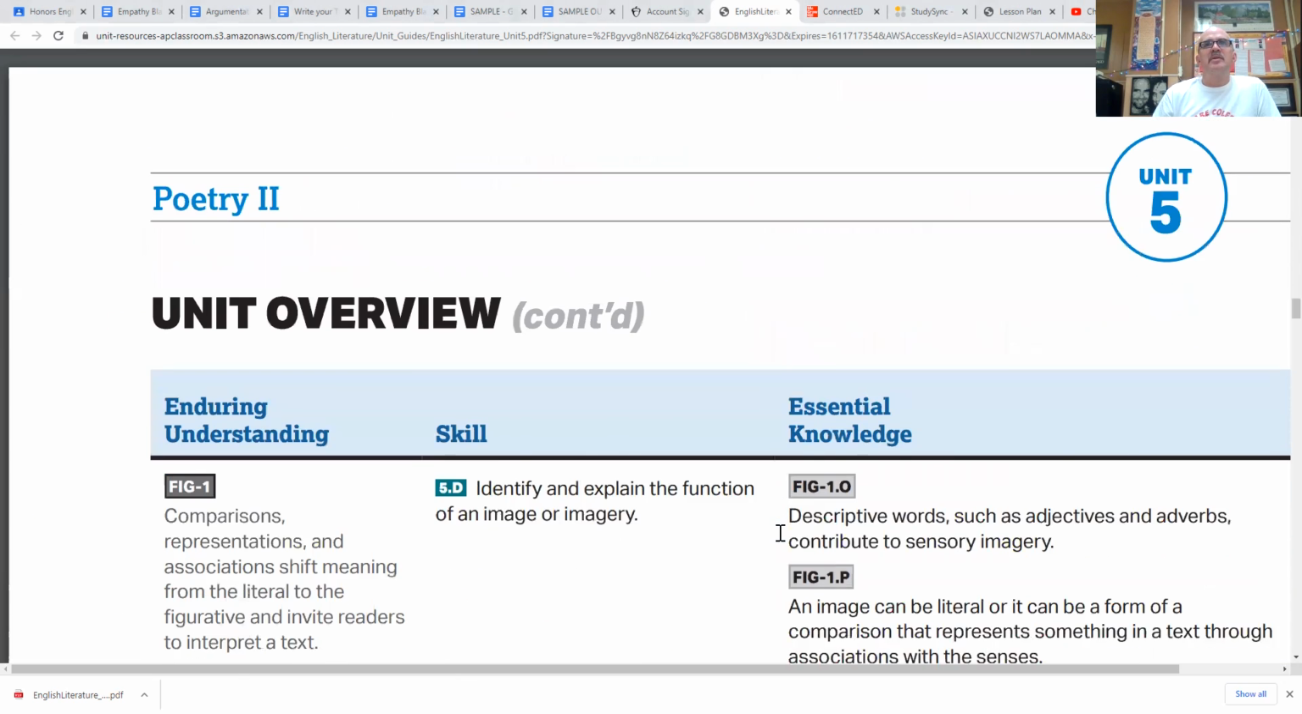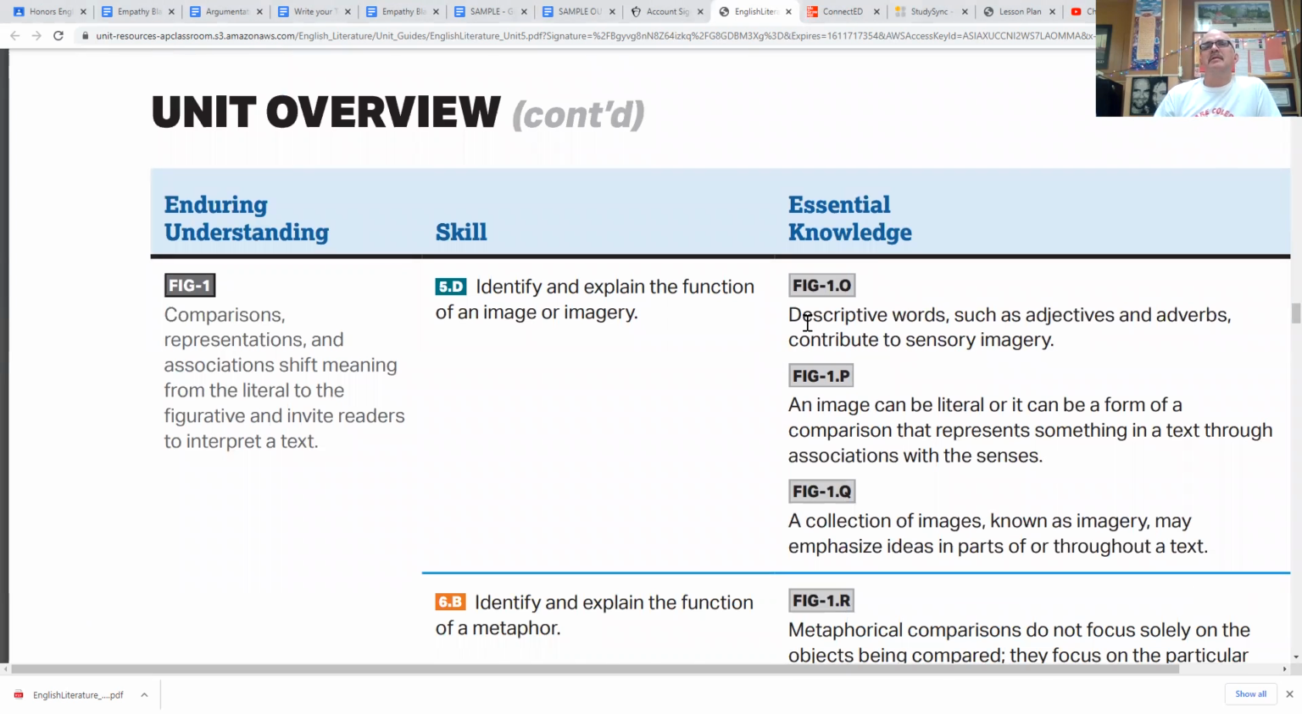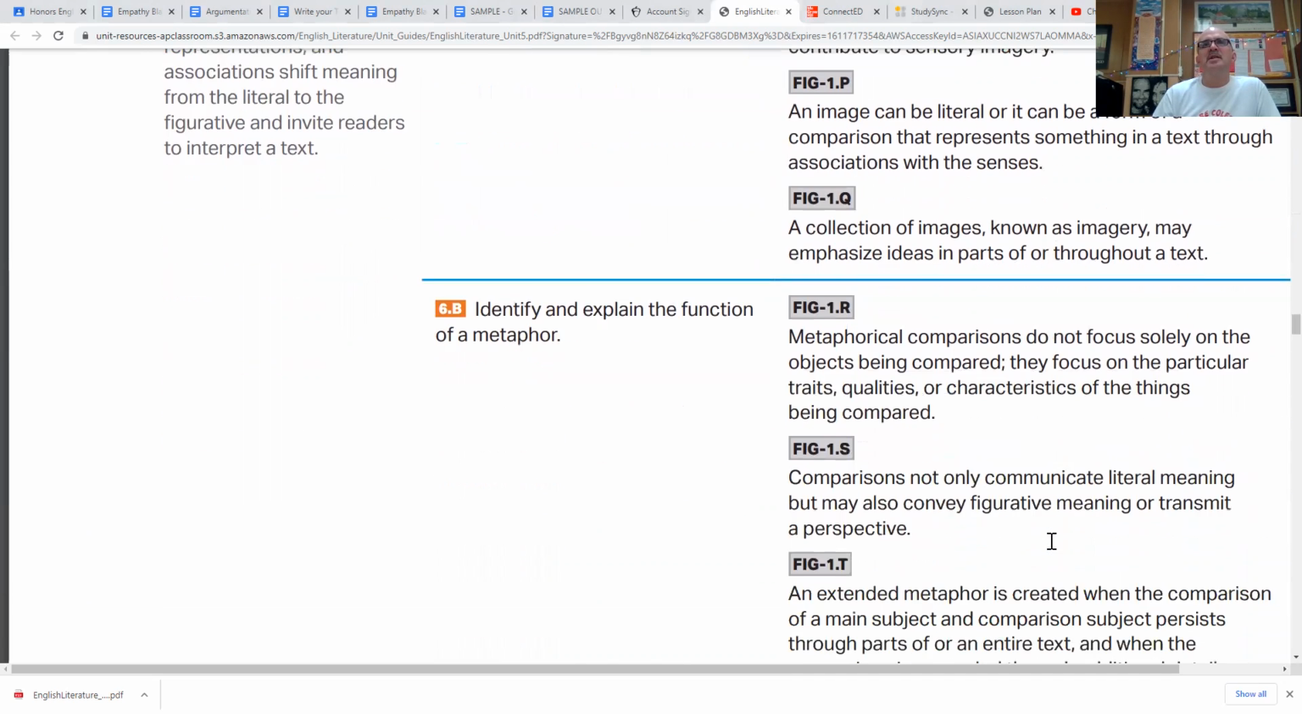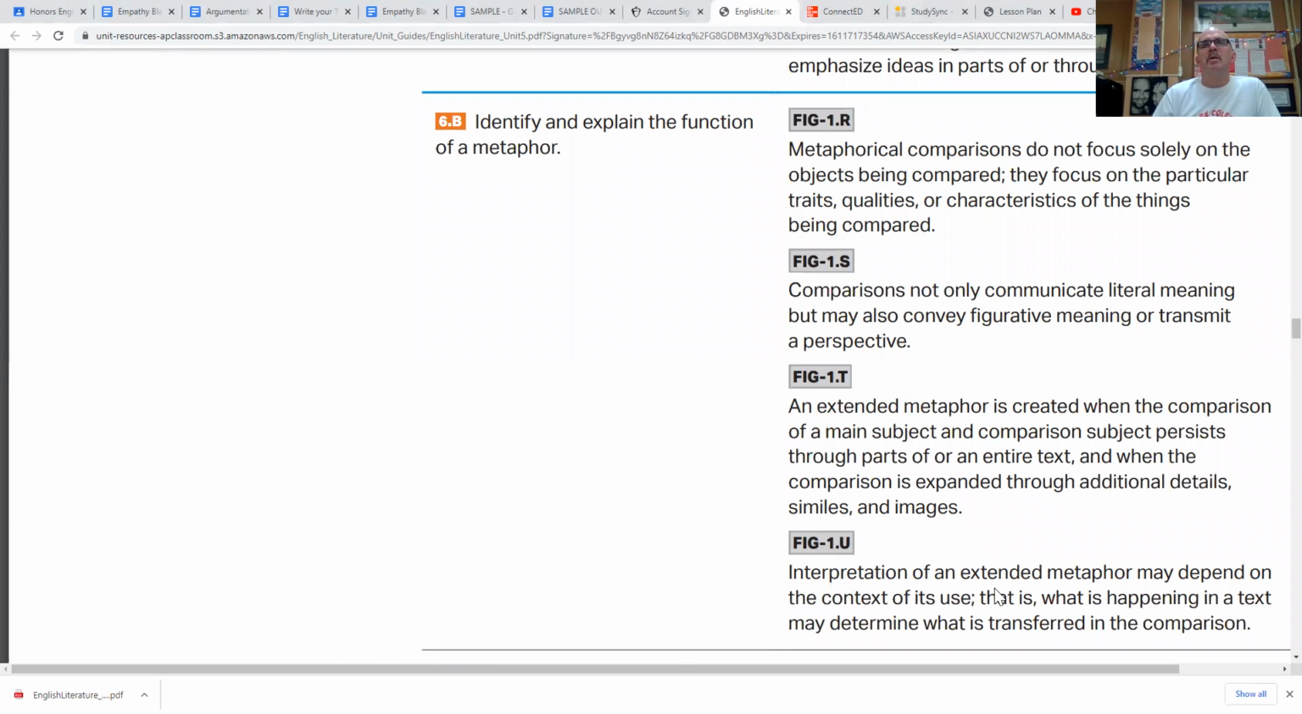Next page, figurative language continued, identify and explain the function of an image or imagery. I don't necessarily consider imagery to be figurative language, but it's creative language and it can contain figurative language often. So descriptive words here, a term can be literal or can be a form of comparison as it represents a text through association of the senses. The collection of images known as imagery can emphasize ideas and parts throughout the text. We're also going to focus again on the function of metaphor, and there's several different actual skills listed here. I'm not going to read through them all.